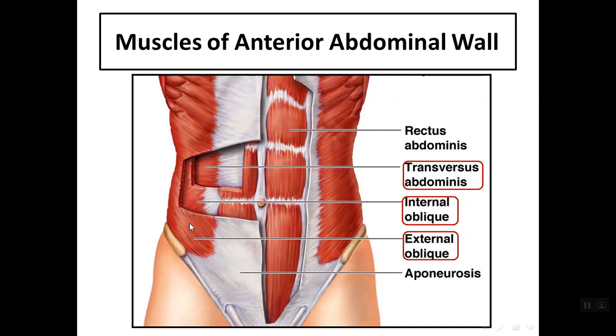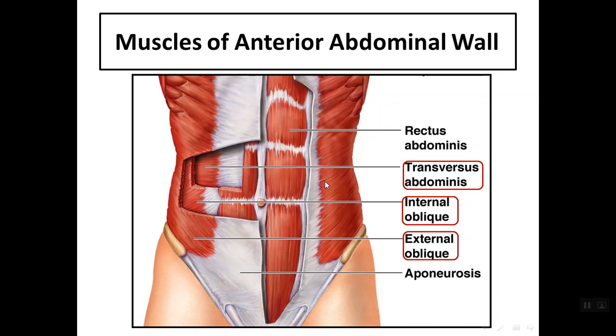Because the direction of the fibers runs obliquely, that of the external oblique runs downward and forward, that of the internal oblique upward and forward at right angle to that of the external oblique, and transversus abdominis, from its name, its fibers will run horizontally. This muscle laterally is fleshy, and medially it will become aponeurotic. It will become an aponeurosis, and it will be inserted at the midline into the linea alba.